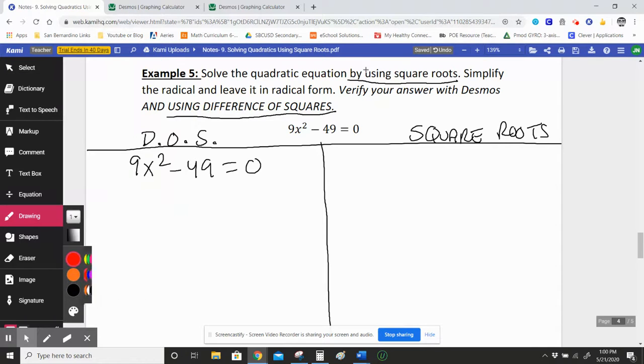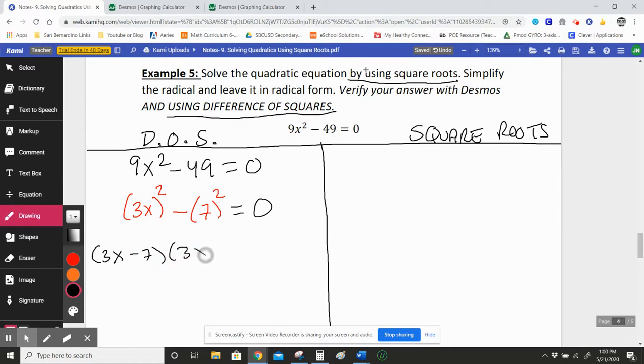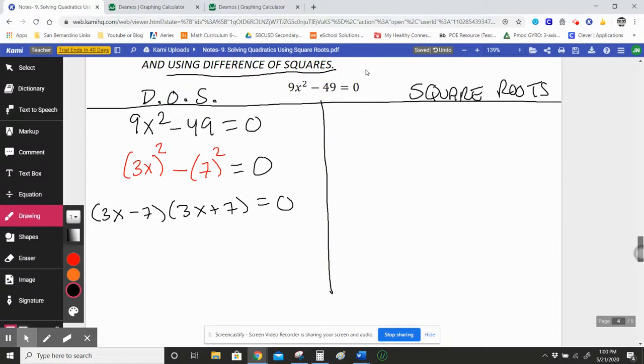This is actually the same thing as saying (3x) to the power of 2, right? That 2 is going into the 3 and the x. And then minus 7 to the power of 2, because 7 times 7 is 49. So what that means is that my two factors are 3x minus 7 multiplied by 3x plus 7, due to difference of squares. Once I factor this, using the zero product property, I'm able to solve this, right?